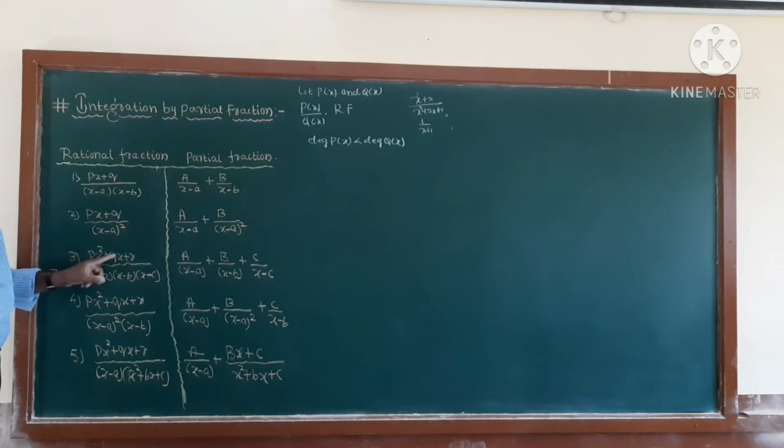Then come to the next one: (px² + qx + r) divided by a cubic denominator. It is also a proper fraction, since the highest power of x in the numerator is 2 and in the denominator it is 3, therefore it is a proper fraction. This is the type of partial fraction for rational fractions. Suppose the denominator is a non-repeated linear factor.